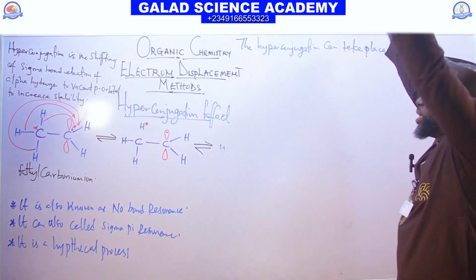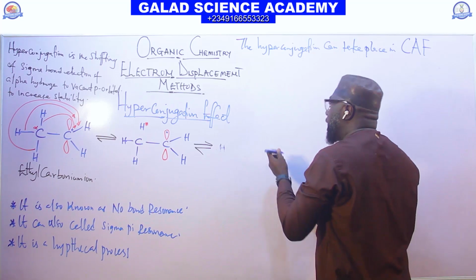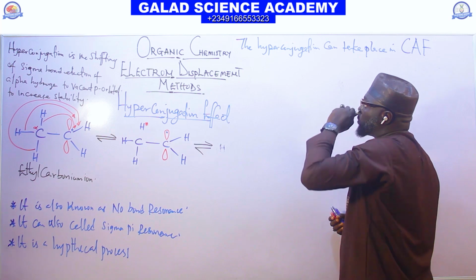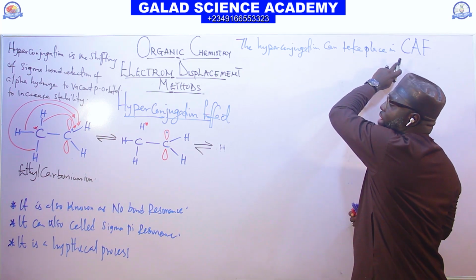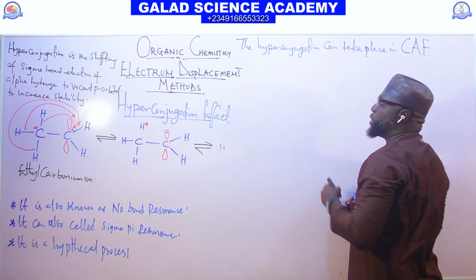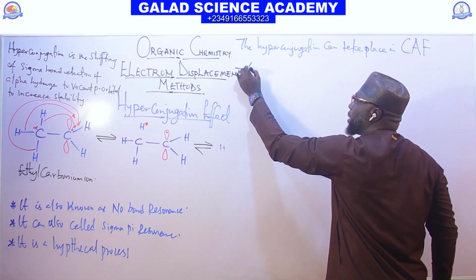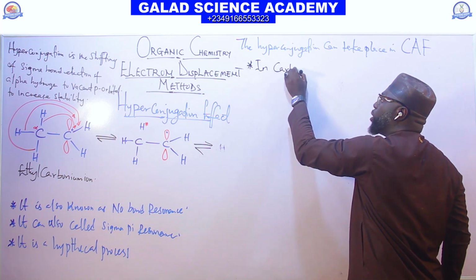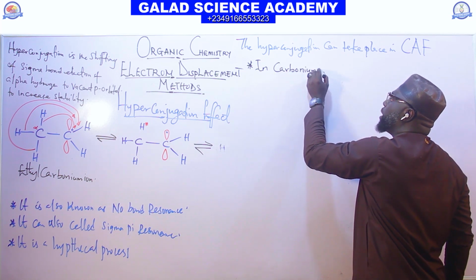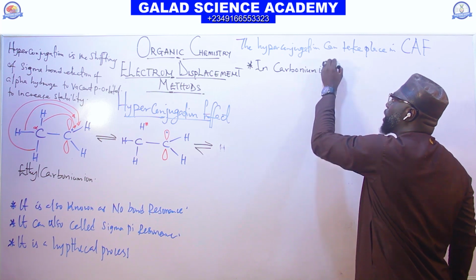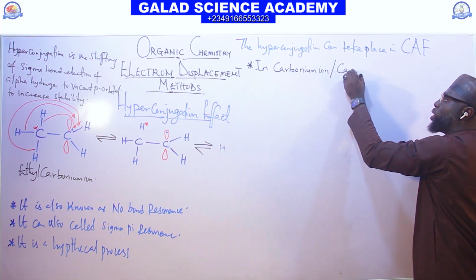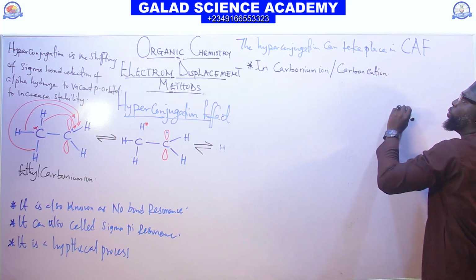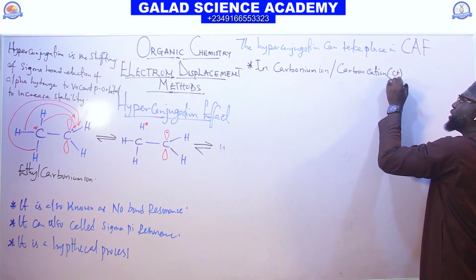Number one, the first one, hyperconjugation in carbonium ion. Let's start with CAF. CAF is carbonium ion. Let me write hyperconjugation in carbonium ion. We can also call it carbon cation. What is it? A carbon with a positive charge.